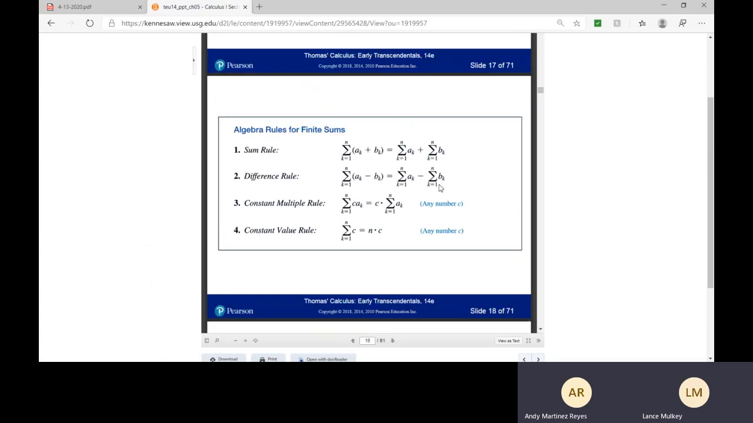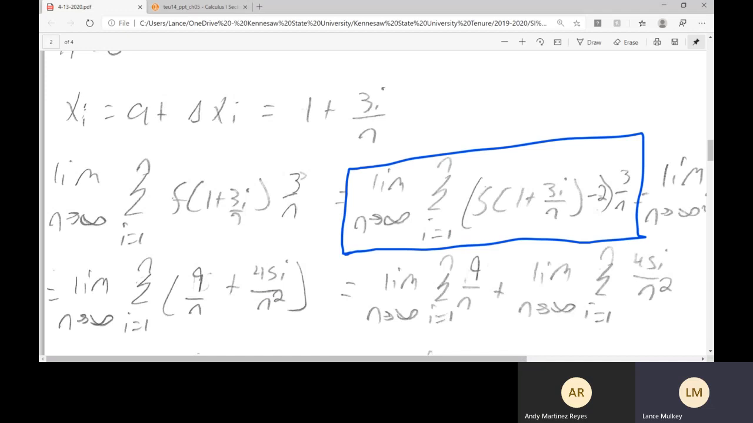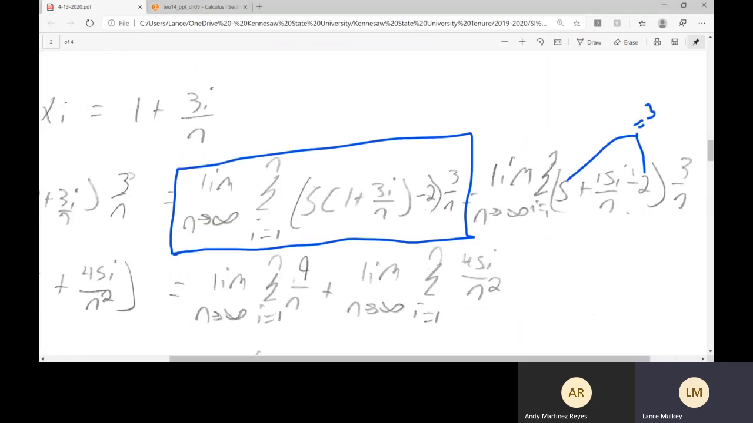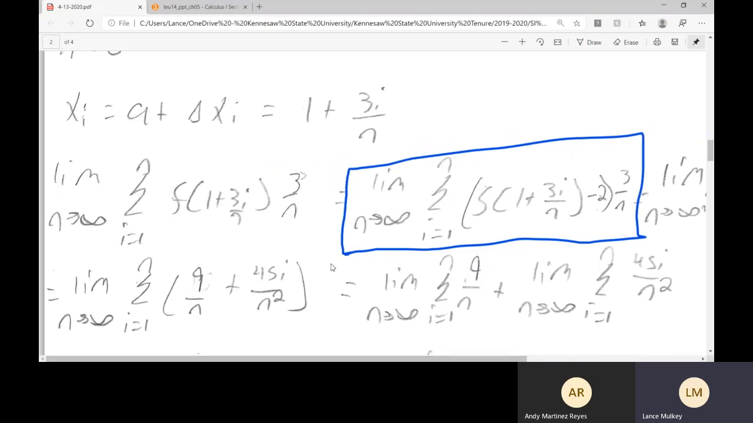And then when you come up here, you see that sigma can be distributed to both of these, right? Plus or minus. That's important. After this, you got it. I'm gonna let you finish it. But you get 9 over n because you multiplied by delta x, so 3 times 3 over n equals 9 over n, and 15i over n times 3 over n is equal to 45i over n squared.